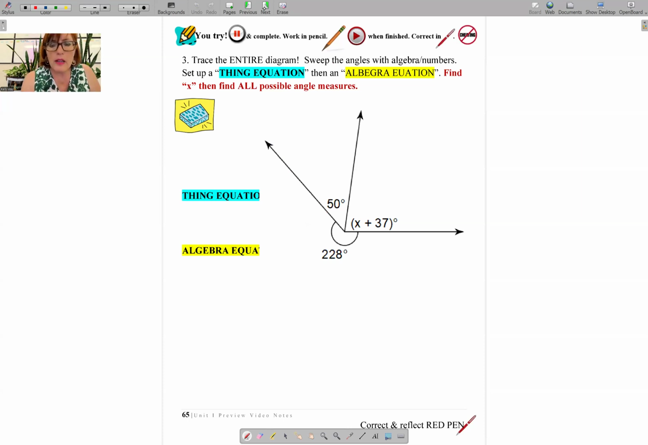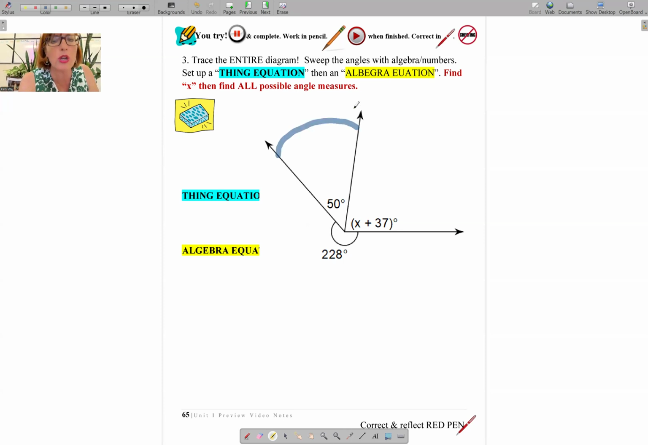Welcome back. These are the things you should have. Red pen, I'm going to be looking for things. You're not copying, you're correcting. You should have work on your paper right now. Do not copy. Get a red pen, you should be correcting. Ready, your thing equation should look something like this. And I will color code mine.